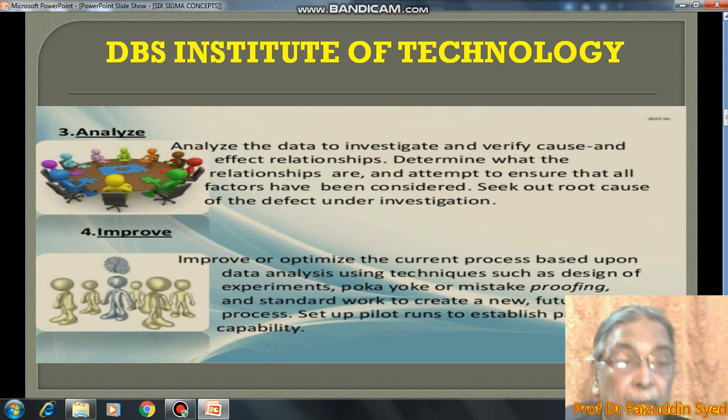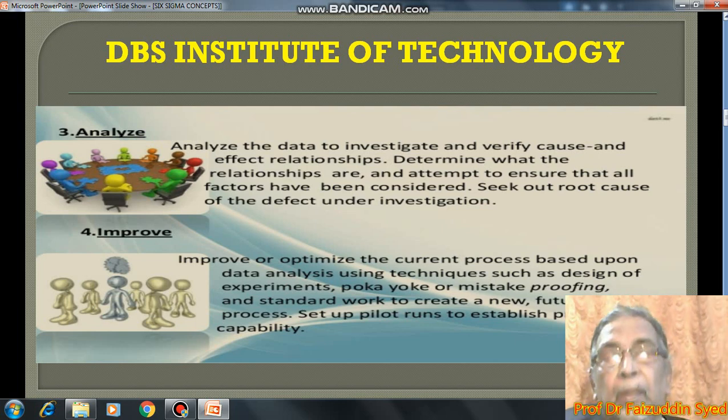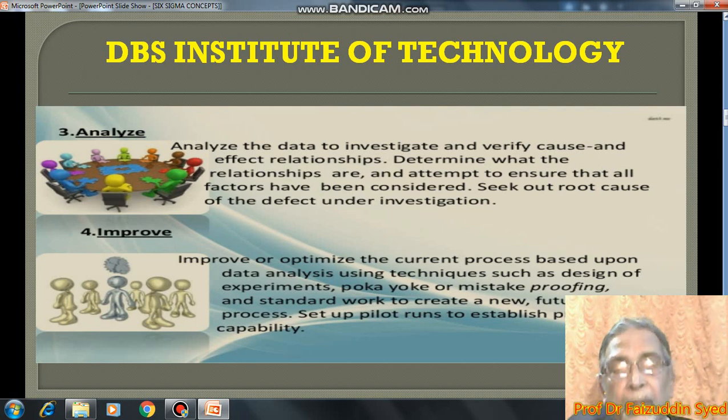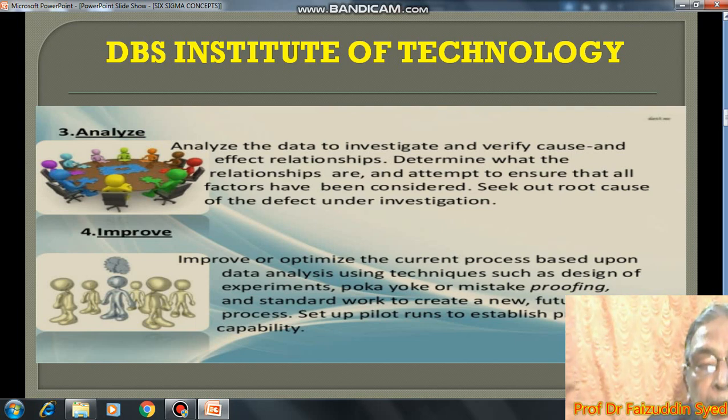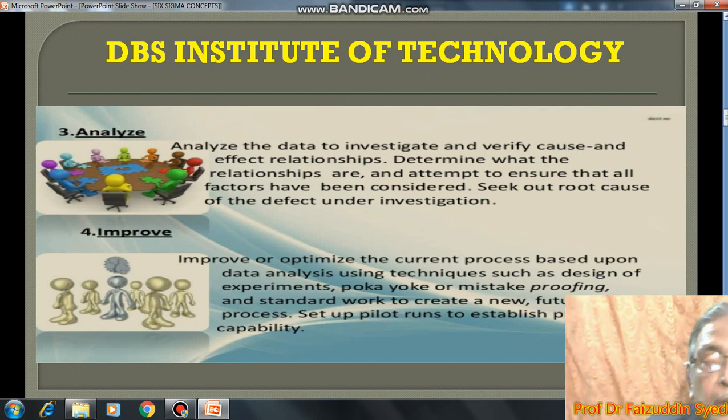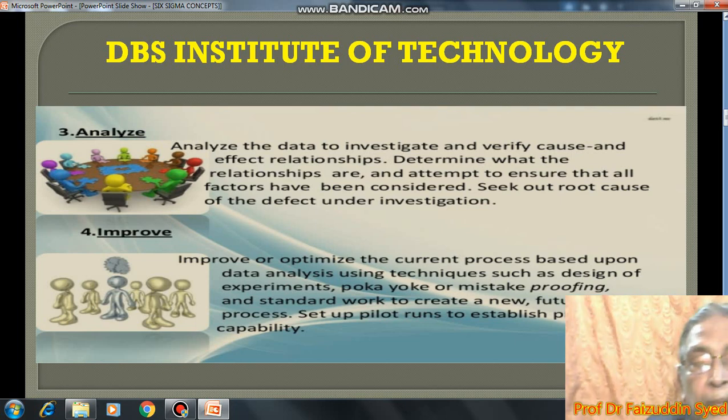Number 4, improve. Improve or optimize the current process based upon data analysis using techniques such as design of experiments, Poka-yoke, or mistake proofing, and standard work to create a new future state process, set up pilot runs to establish process capability.